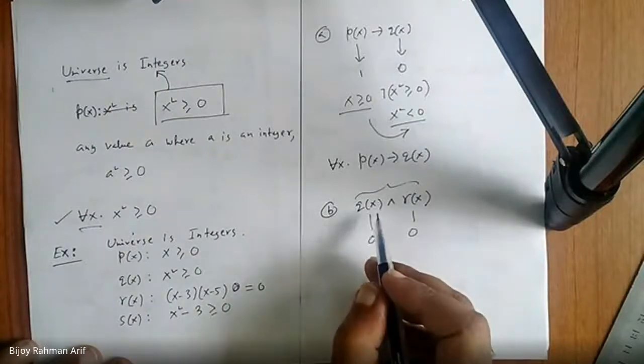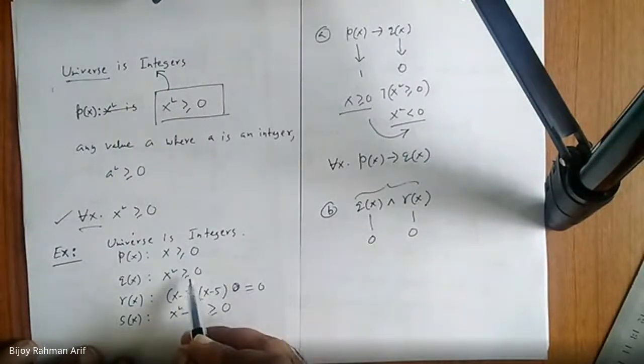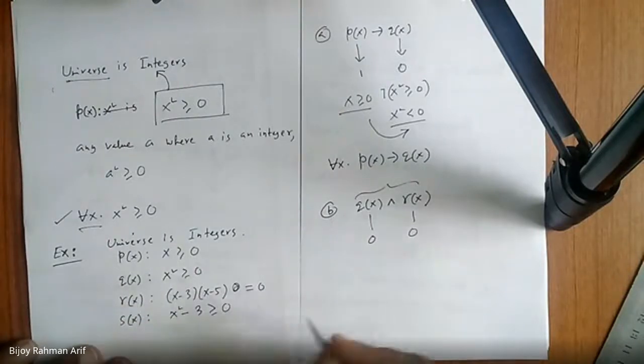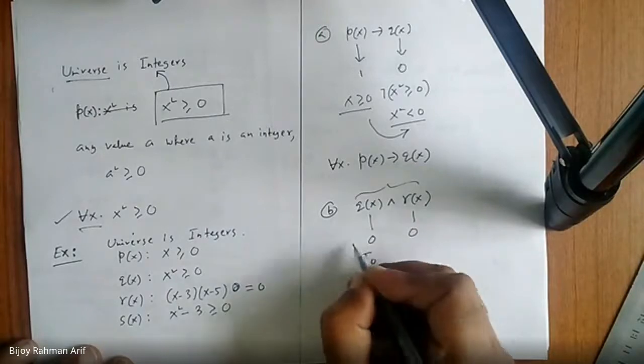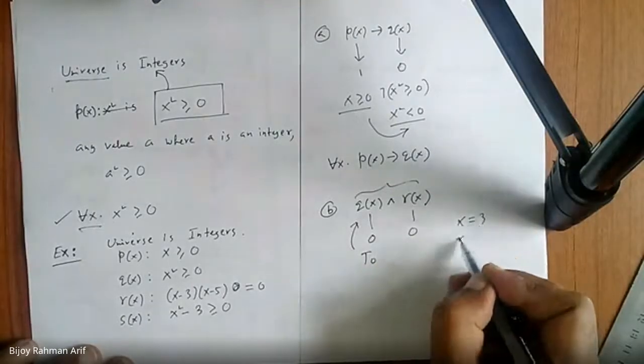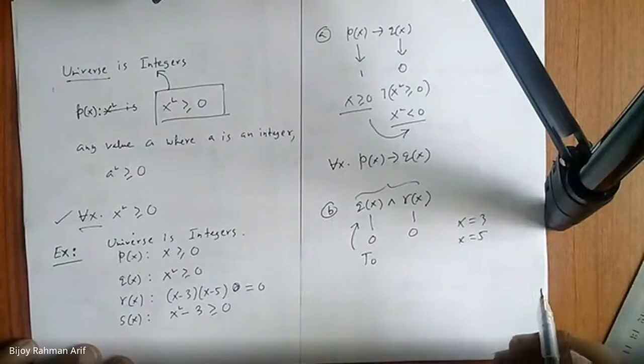Now what is Qx? x square greater than or equal to 0. Am I right? Yes, and for any integer, x square is always greater than or equal to 0. So it is always true. It is a tautology. Am I right? Yes. How about this one? Rx is true for x equal to 3 and x equal to 5. Right?